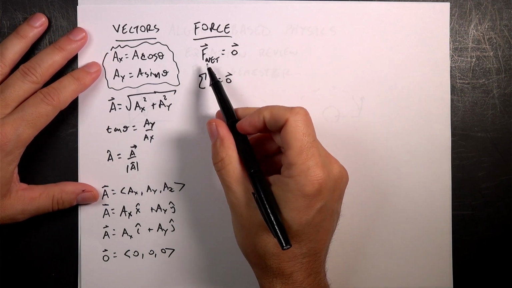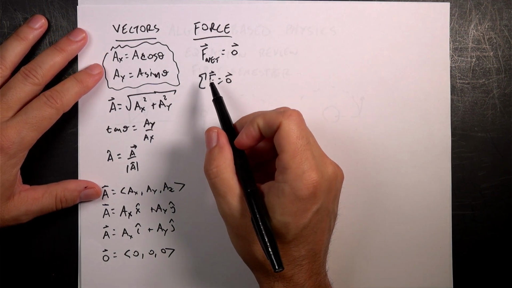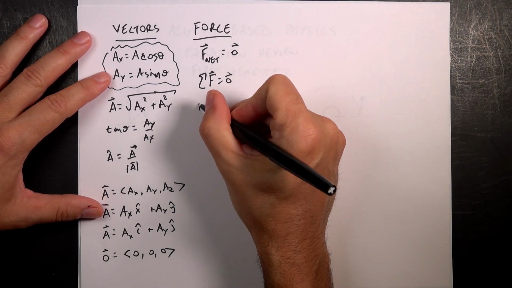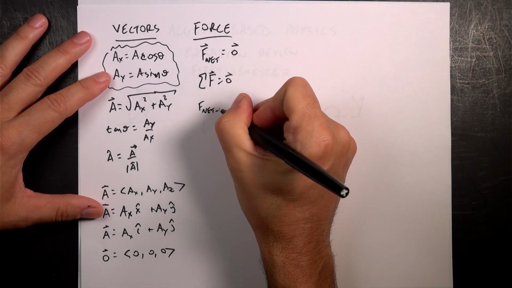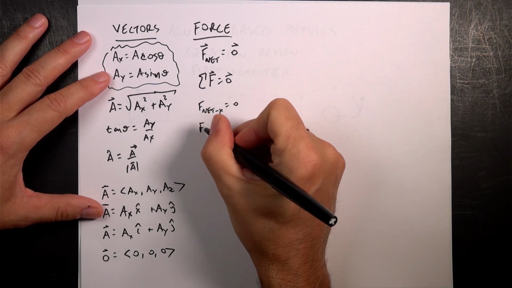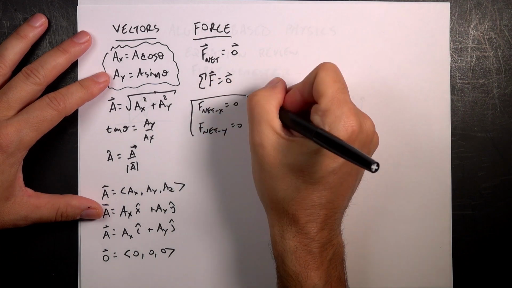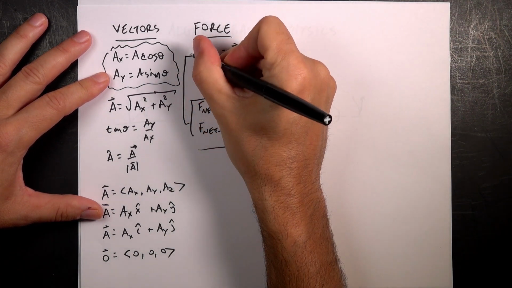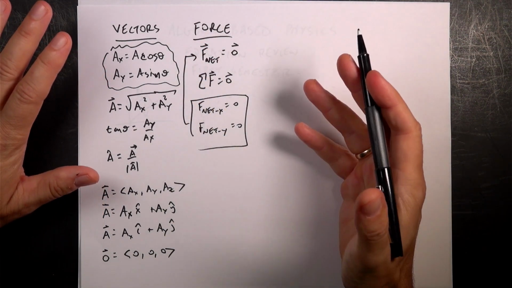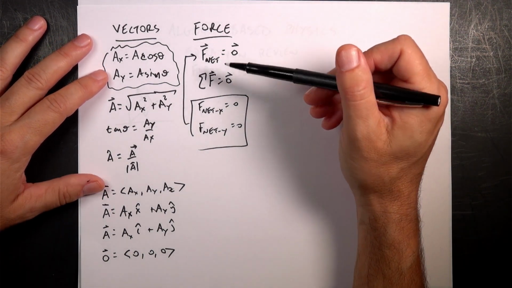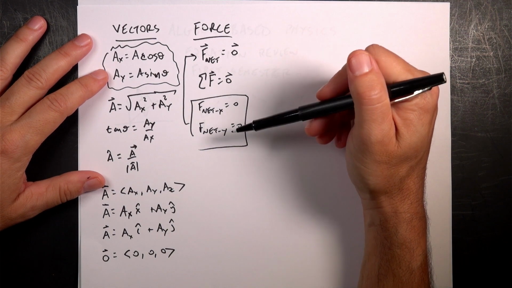And then since this is a vector equation, sometimes it's easier to write it as two scalar equations: F net x equals 0, F net y equals 0. So this is exactly the same as that. I left off the z because, again, no one ever does z. So for forces in equilibrium, this is the main equation that you use.